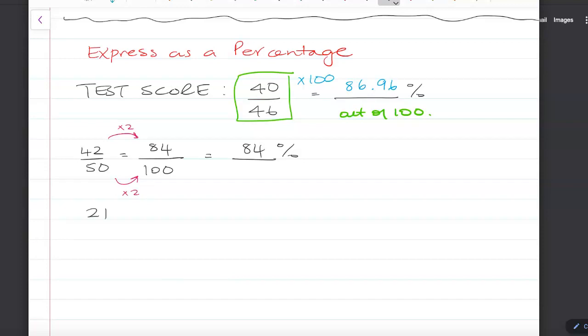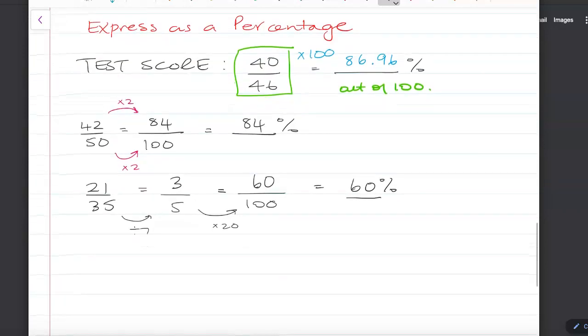If we had a test that was out of 35 and we scored 21 out of 35, it's very hard to get this out of 100, but perhaps we can find a common link between 21 and 35. They both could be divided by 7. That means we could get our value out of 5, which in fact would be 3/5, and then we could times by 20, and we would end up with 60 out of 100, so it's 60%.